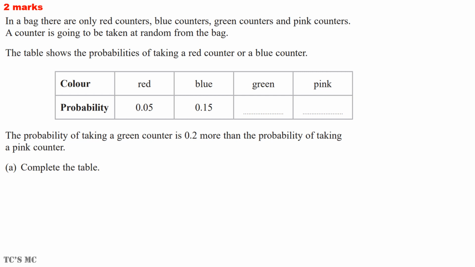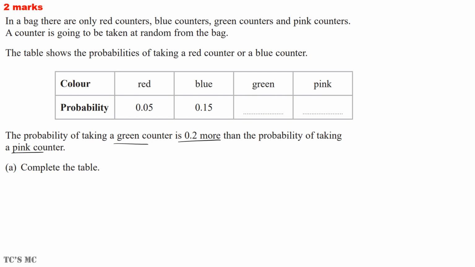In a bag, there are only red counters, blue counters, green counters, and pink counters. A counter is going to be taken at random from the bag. A table shows the probabilities of taking a red counter or a blue counter. The probability of taking a green counter is 0.2 more than the probability of taking a pink counter.